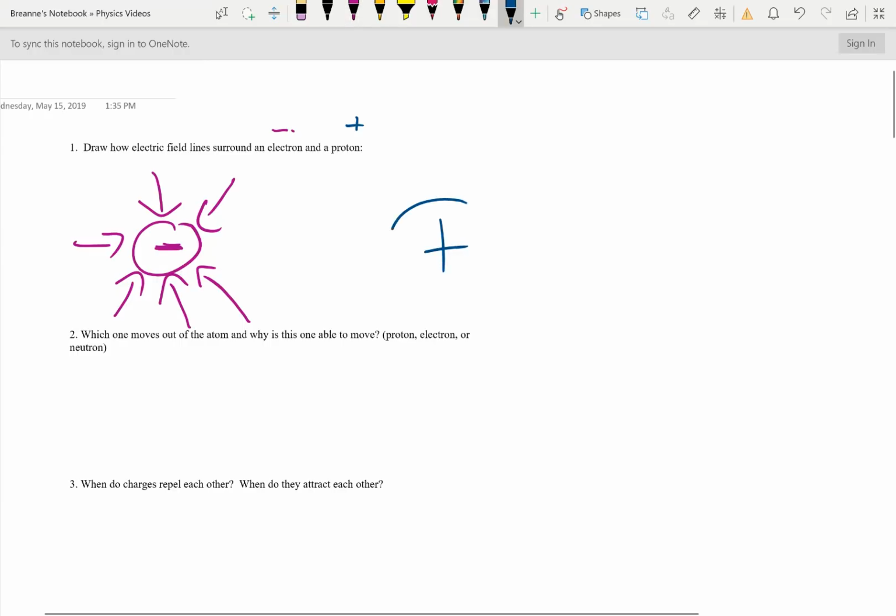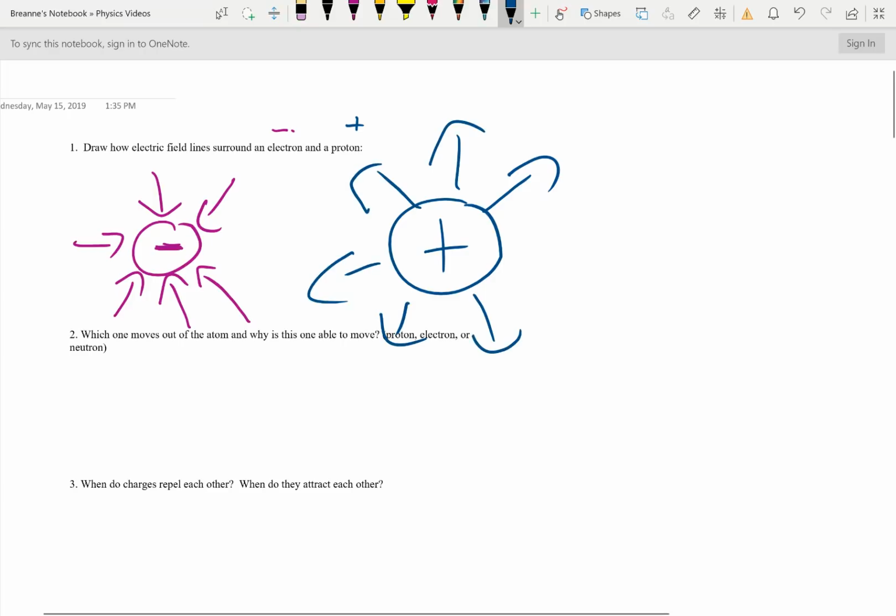Now, your protons are positive, so they're trying to give their positivity out everywhere. Here, you get a positive, you get a positive. So it's going out everywhere and spreads out. Electrons pull in, protons spread out. Now, that kind of goes into number 2.